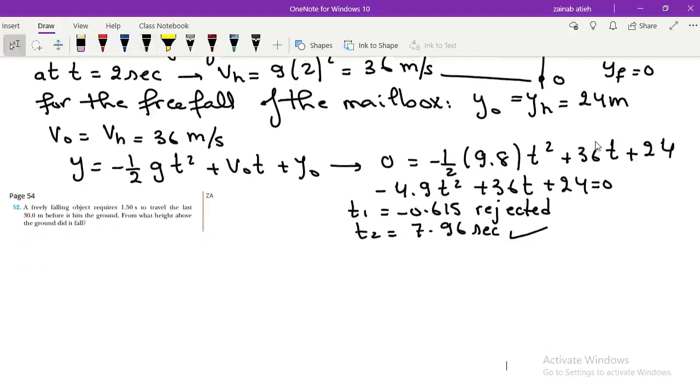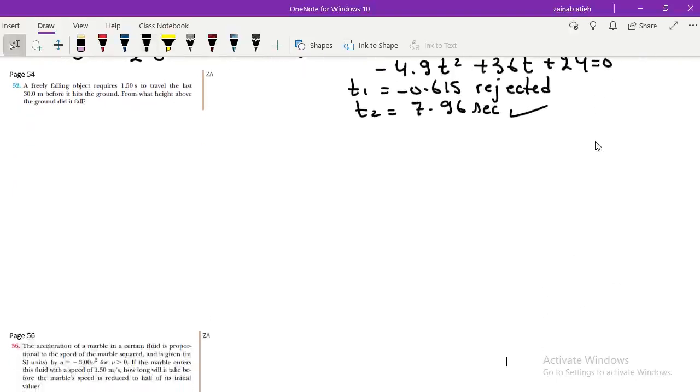Let me now do problem 52, page 54. Problem 52 says a freely falling object requires 1.5 seconds to travel the last 30 meters before it hits the ground. From what height above the ground did it fall? So this is the ground. Okay, I have thrown an object with a velocity v0 equals 0 and an altitude that I am going to find.